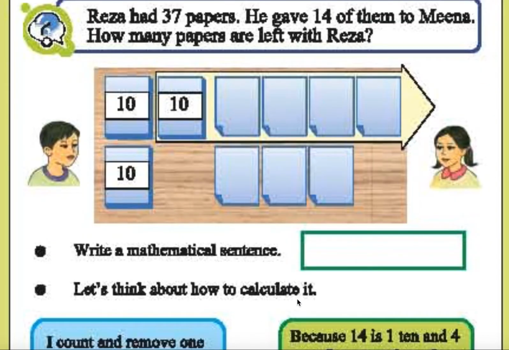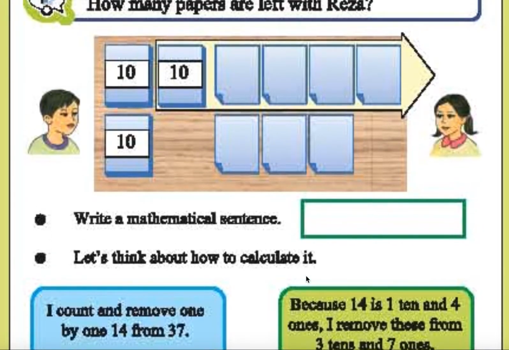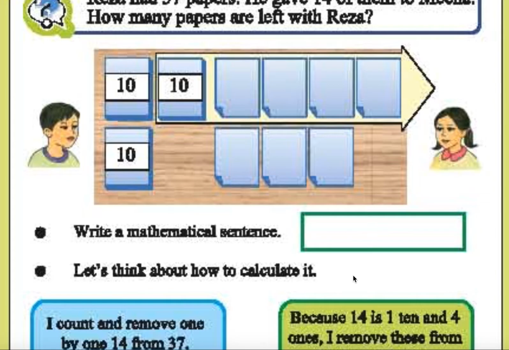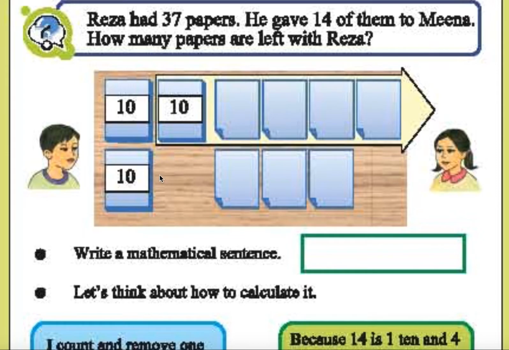Now write the mathematical sentence. 37 minus 14. Let's think about how to calculate it. There are ways to calculate, right? Not simply by putting it in this form. It's not necessary always. So write 37 and minus 14.